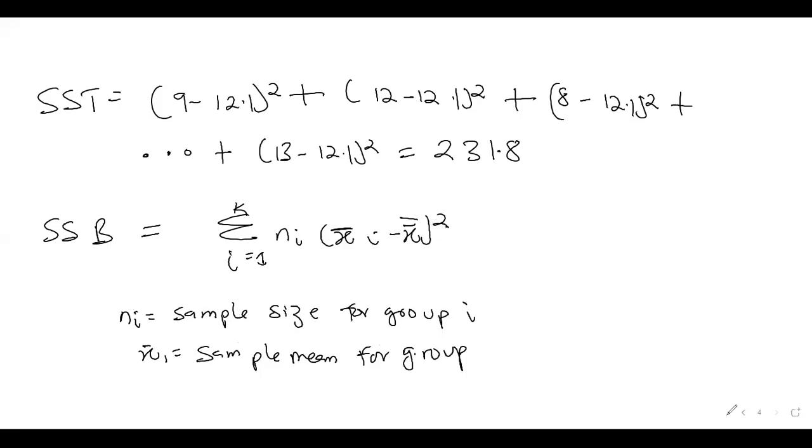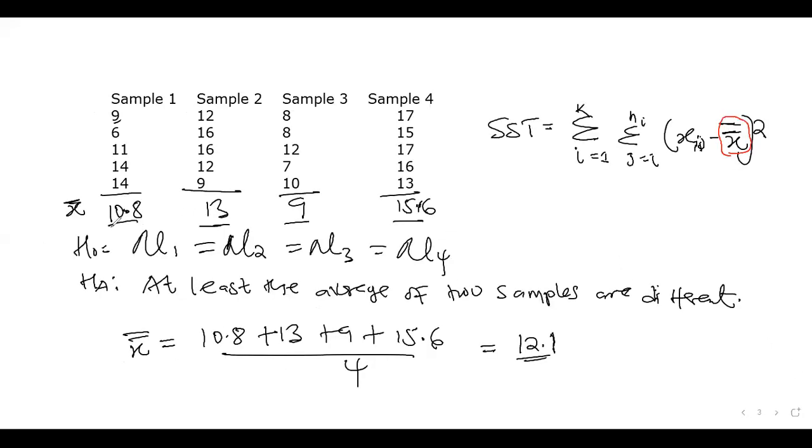All right. So remember, these are the means. So 10.8 is the mean for group 1. 13 is the mean for group 2. 9 is the mean for group 3. And then 15.6 is the mean for group 4. Remember that. And each sample has a sample size of 5.